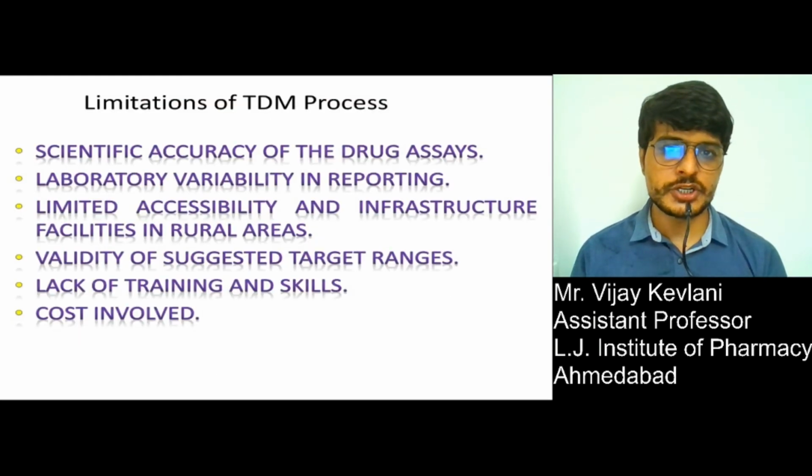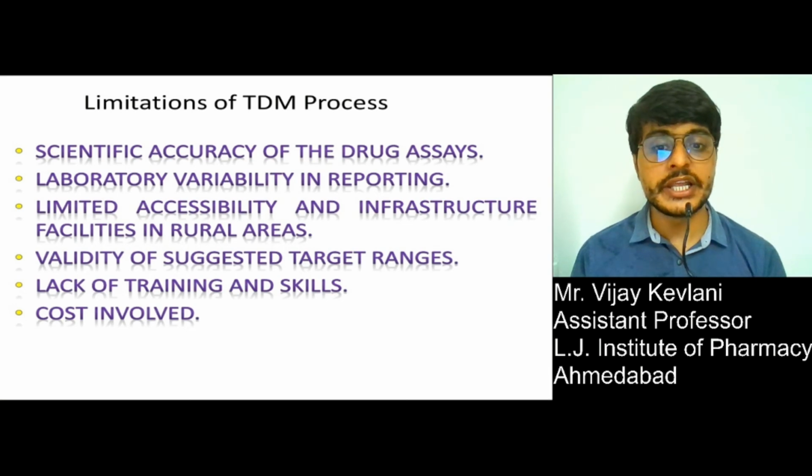Limitation of therapeutic drug monitoring are scientific accuracy of the drug assay, laboratory variability in reporting, limited accessibility and infrastructure facilities in rural area, validity of suggested target ranges, lack of training and skills, and cost involved. So cost is one of the most important parameter. Second important parameter is facility or infrastructure. Both parameters are the major limitation to therapeutic drug monitoring in current days.